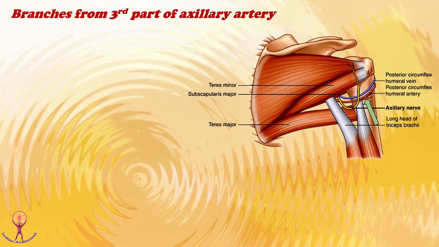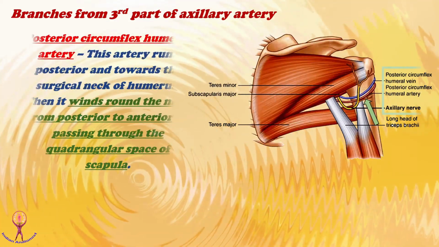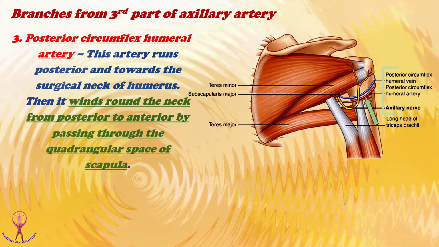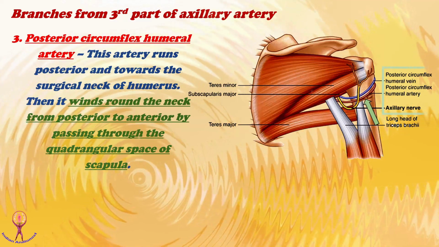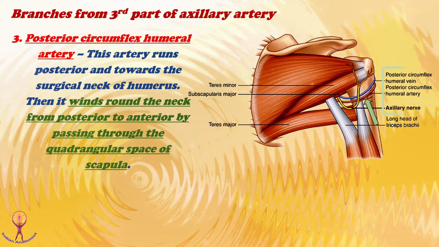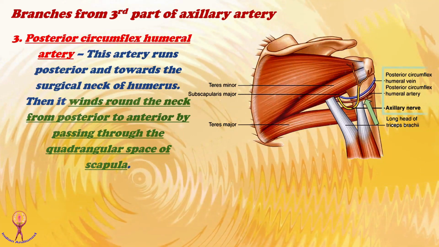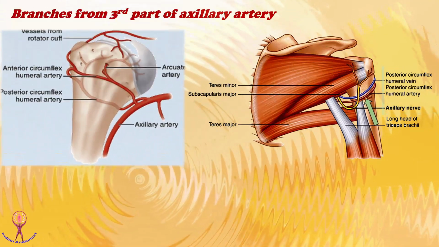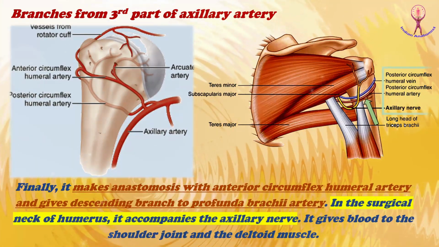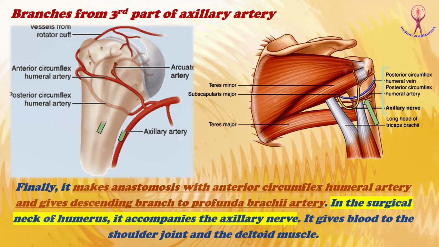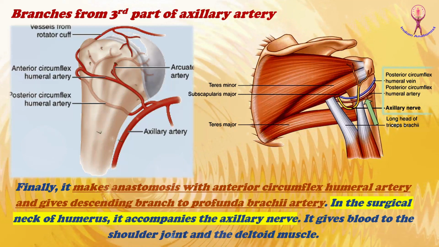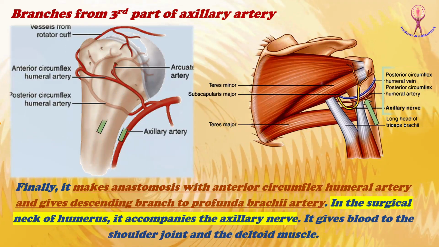The last branch from the third part is the posterior circumflex humeral artery. This artery runs posteriorly, and towards the surgical neck of the humerus. Then it winds round the neck, from posterior to anterior, by passing through the quadrangular space of the scapula. Finally, it makes an anastomosis with the anterior circumflex humeral artery, and gives a descending branch to the profunda brachii artery. In the surgical neck of the humerus, it accompanies the axillary nerve. It gives blood to the shoulder joint and the deltoid muscle.